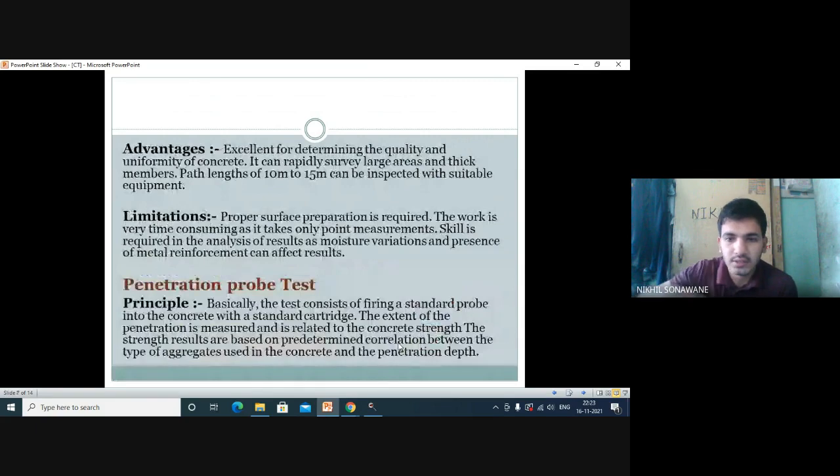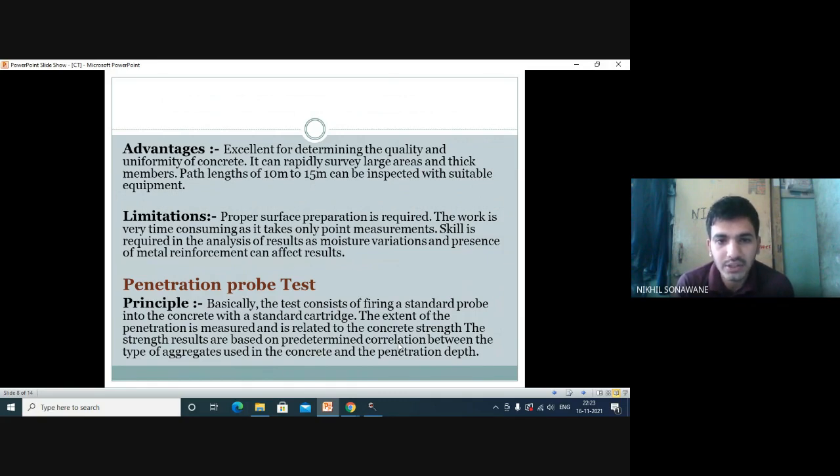The advantage of this method is that the strength of large specimens can be rapidly estimated through this method. Other methods require more time, while quality and uniformity can be determined rapidly here.